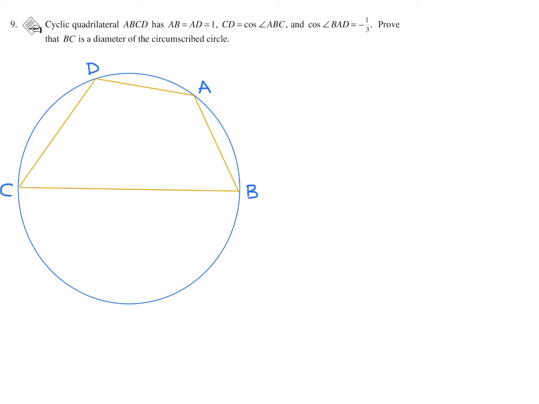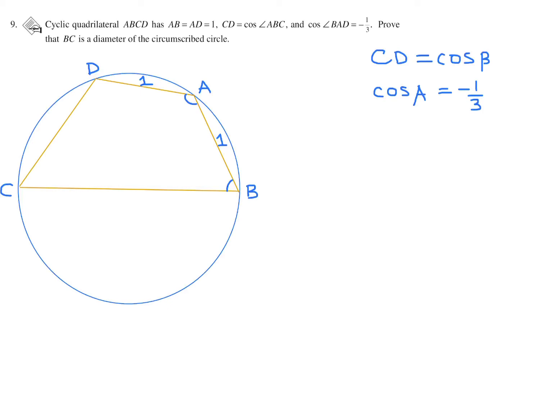And let's label what other information they give us. AB, they say, is equal to 1. So this is 1 right here. And then AD is also 1. And the cos of ABC, so ABC is this angle right here. Let's call it angle B. So CD is equal to the cos of angle B, like that. And what else do they give us? That the cos of BAD, so that's right here, we'll call that angle A, is equal to negative 1/3.